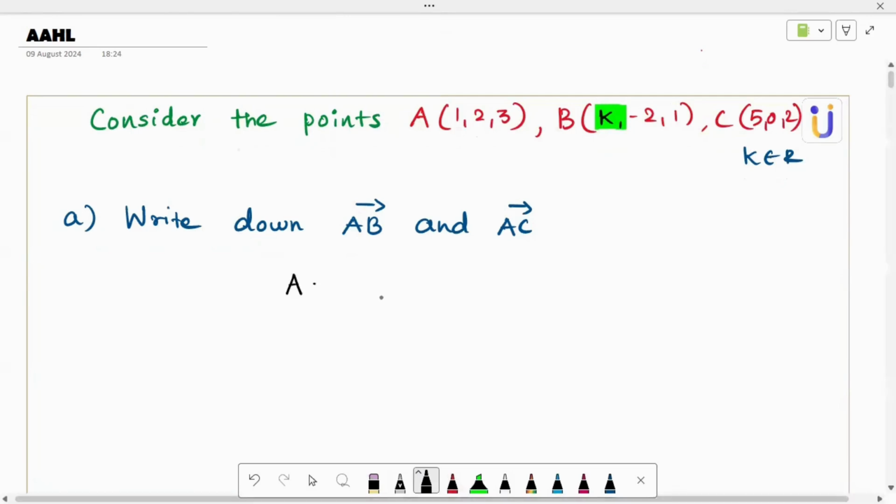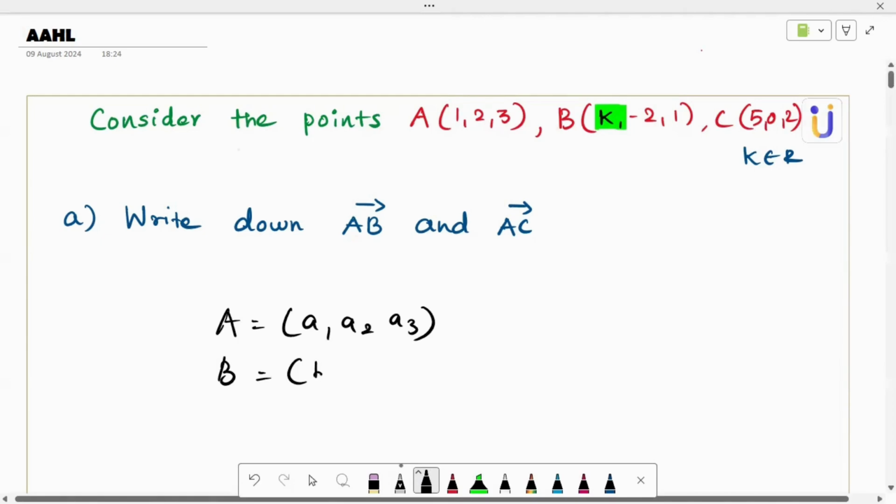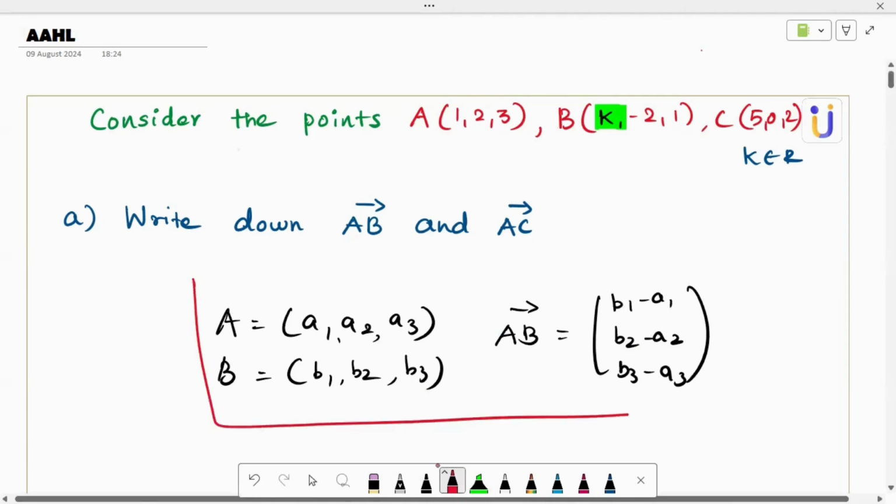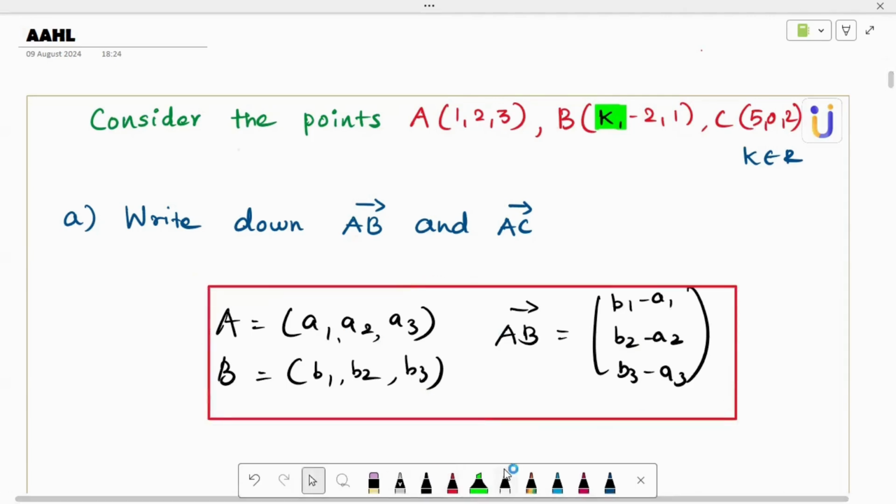So if your A is A1, A2, A3, in vector form or in coordinate form, that will be good. So this is the way we will write. A is A1, A2, A3. And if your B is B1, B2, B3 in coordinates. If you want to find this particular vector, AB vector is B1 minus A1. So respective coordinates, you need to subtract, B2 minus A2. And if you do A1 minus B1, it's wrong. B3 minus A3. So this is the thing we have to follow. This is the general concept. Now just apply for AB.